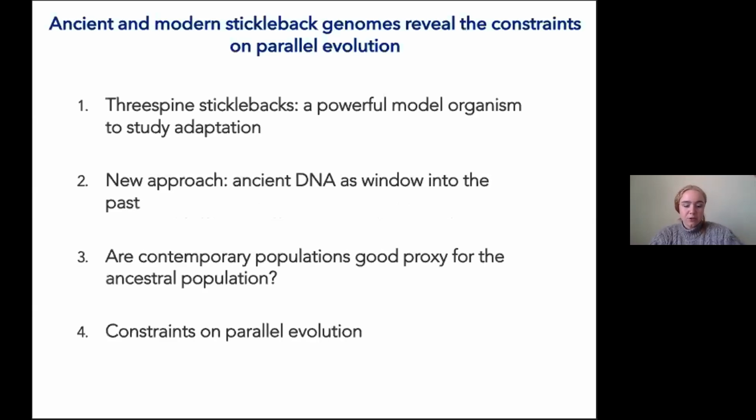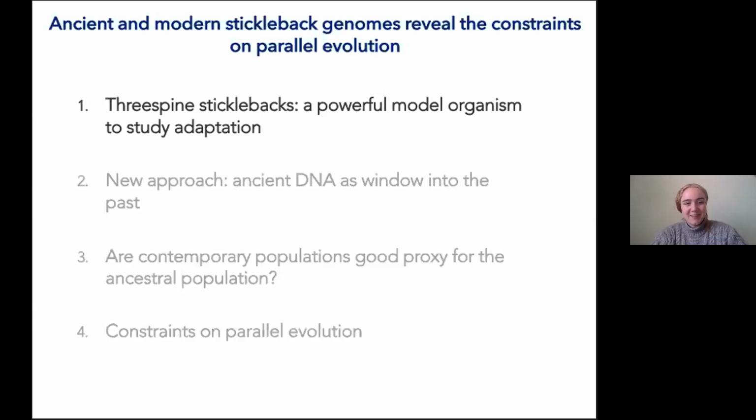So I want to start with introducing three-spine sticklebacks to you. And then I'm going to talk about this approach that we established to use ancient DNA as a window back into the past. And then I'm going to answer the question whether a contemporary population could be a good proxy for the ancestral population. And also I'm going to show you some analyses which we performed with our ancient DNA, which revealed there are some constraints on parallel evolution. So let me start with the three-spine sticklebacks.